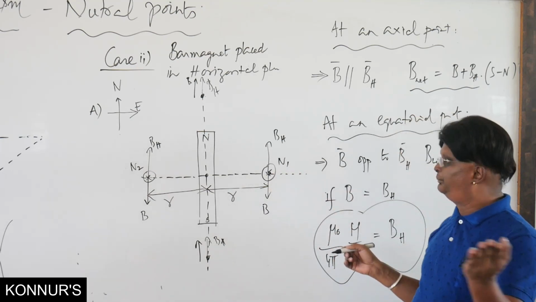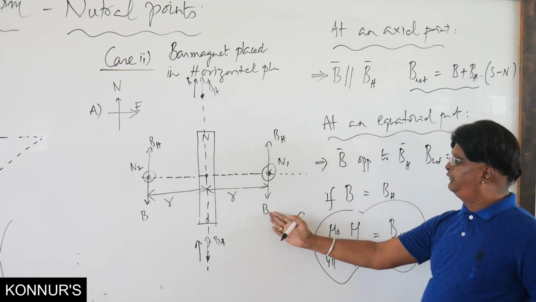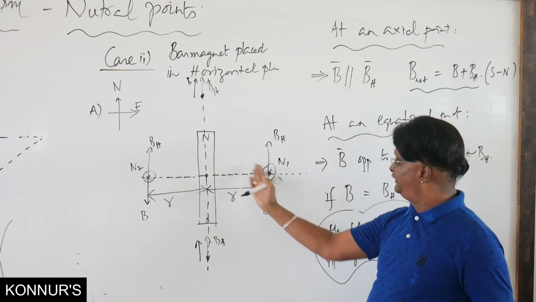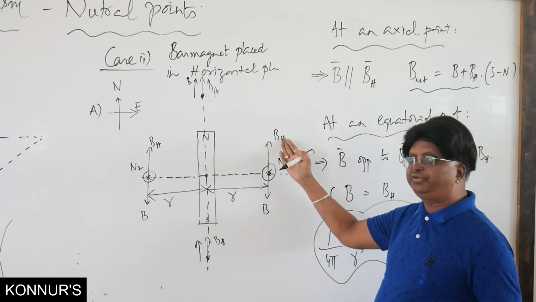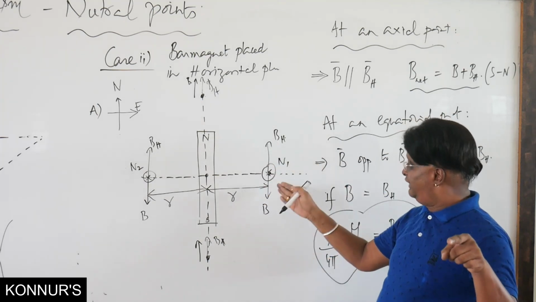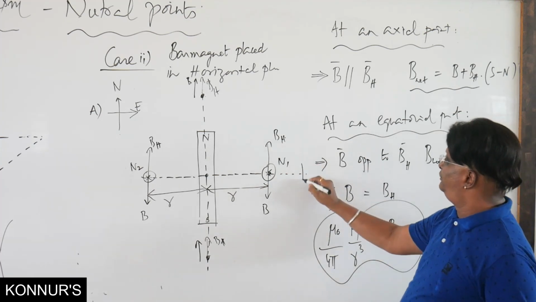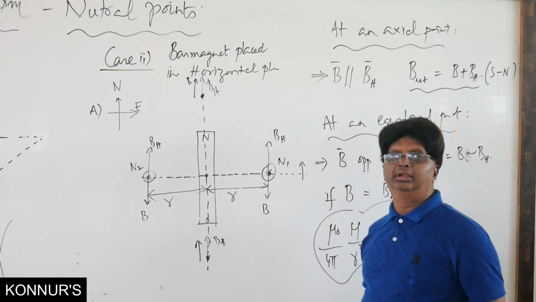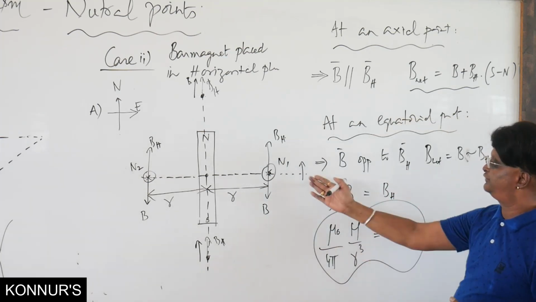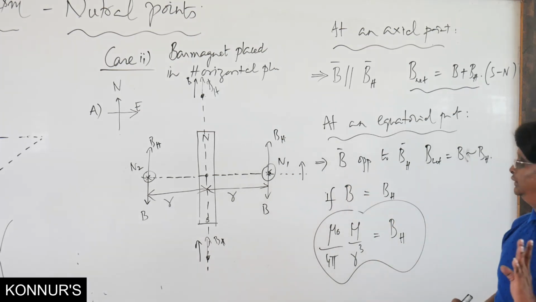Beyond the null point, which dominates? BH dominates. B will be less than BH. Got it? Within the null point, B greater than BH, net induction is from north to south direction. Whereas beyond the null point, it will be B minus BH, BH greater than B, then it will be towards north, that is south-north orientation we will find for the net magnetic induction.